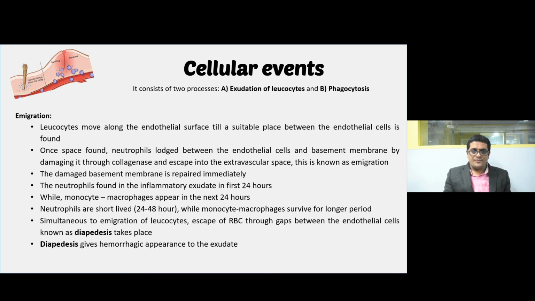The neutrophils are found in the inflammatory exudate in the first 24 hours, while monocyte macrophages appear in the next 24 hours. Neutrophils are short-lived, while the monocyte macrophages survive for a long period. Simultaneously with the emigration of the leukocyte, escape of the RBC through the gap between the endothelial cells, known as the diapedesis, takes place. This diapedesis gives the hemorrhagic appearance to the exudate.